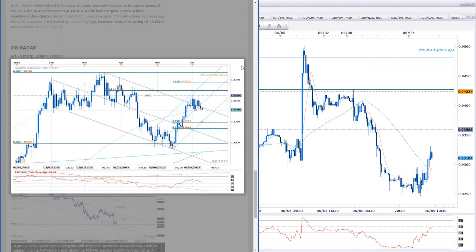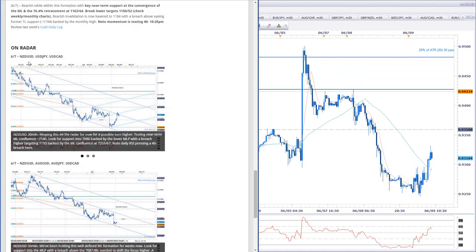Okay, the other radar chart that we wanted to go over really quick, we went over dollar CAD, went over Kiwi. Oh, we went over all three. All right, great. There was another pair here that you guys wanted to look at, the sterling crosses. Let me take a look at those questions. Oh, here he is, Gert. Gert says, hi, Mike. Quick look at sterling yen, please. Testing trend line support.